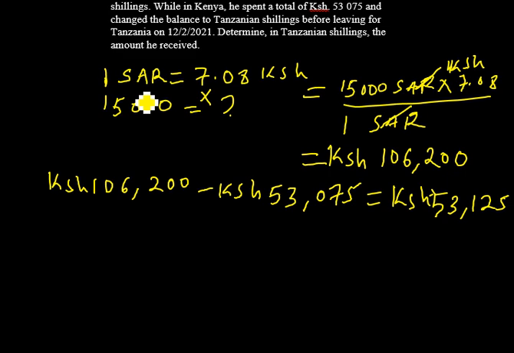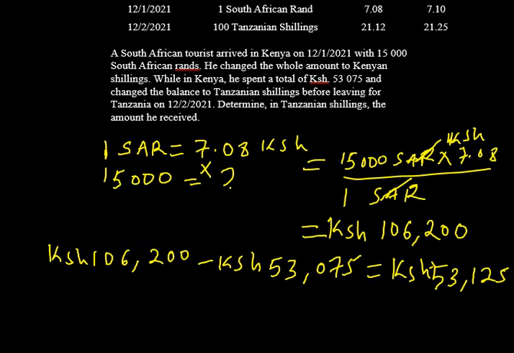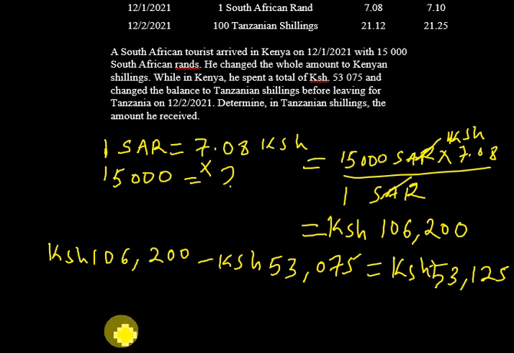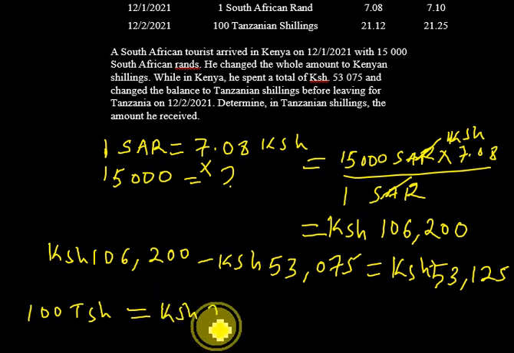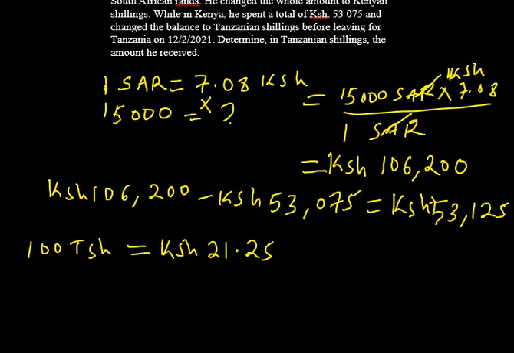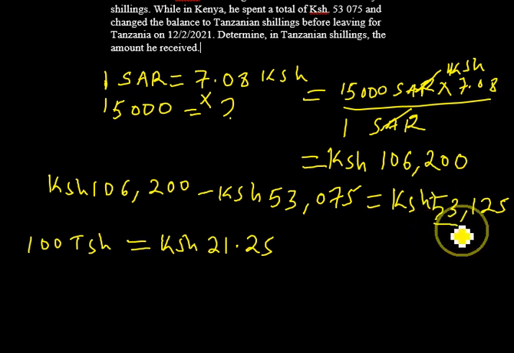So let us now go back to the table. So in this table, we are told that 100 Tanzanian shillings is equal to, remember, in this case, we are using now the selling column. This equals to Kenyan shillings 21.25. So remember, this is now the amount that the person is remaining with. So this is what we are going to change into Tanzanian shillings.